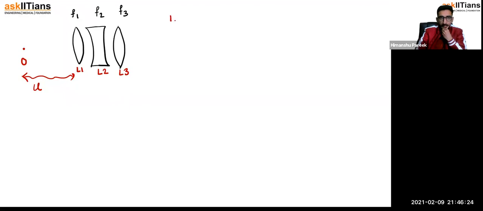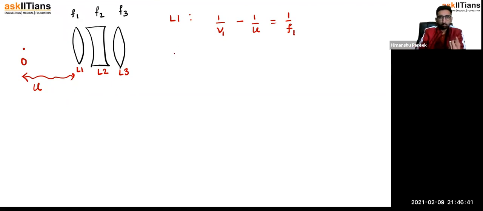So first of all, if I write for lens number 1, I would say 1 by V1 minus 1 by U is equal to 1 by F1. So that's the equation for lens number 1: 1 by V minus 1 by U is equal to 1 by F.